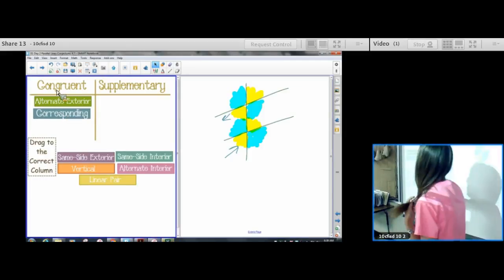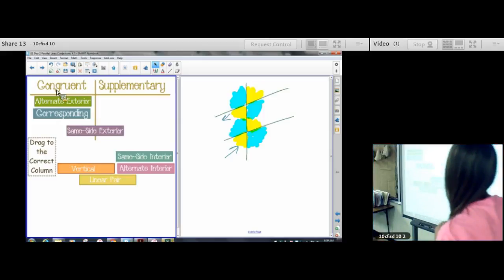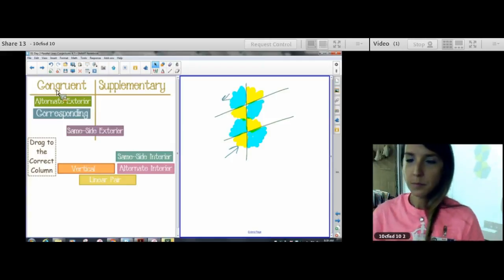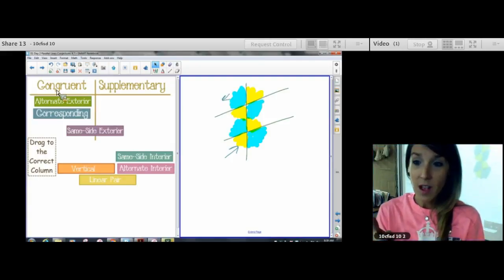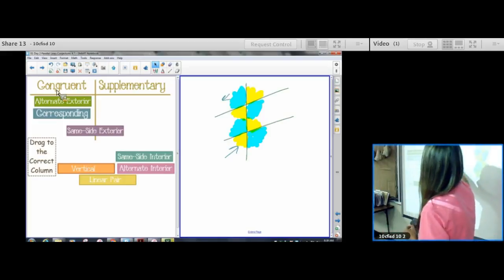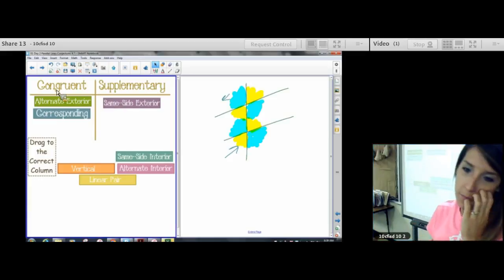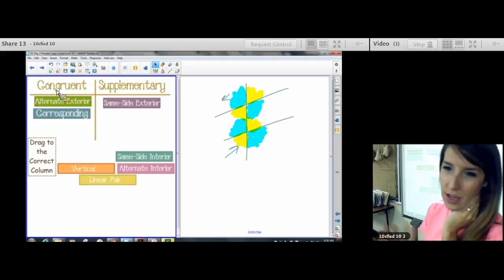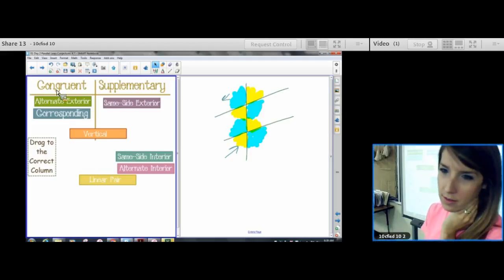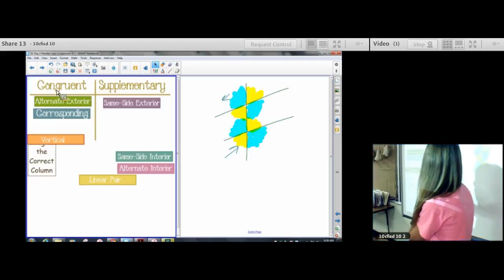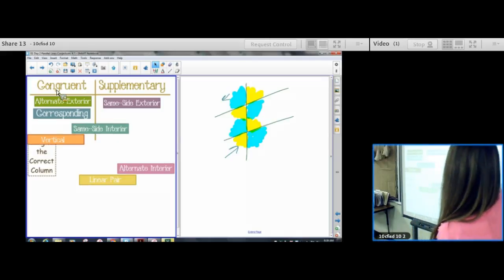All right, what about same side exterior? Blue and yellow. So those are not congruent. One's blue, one's yellow because they're same side exterior. That one goes in supplementary. All right, let's do, well, that one's old from last unit. What are vertical angles? Congruent, right? Old, new.